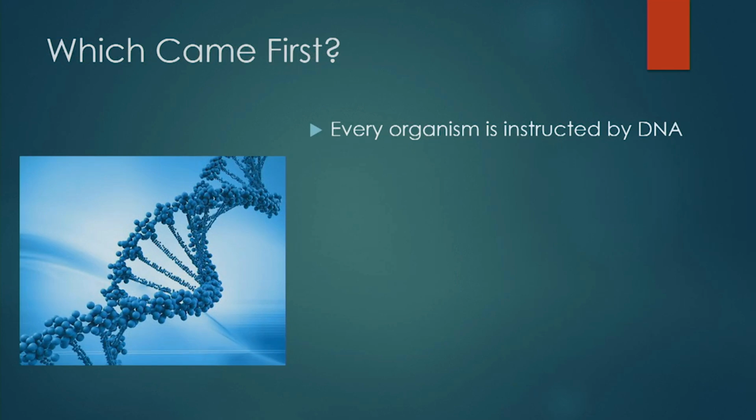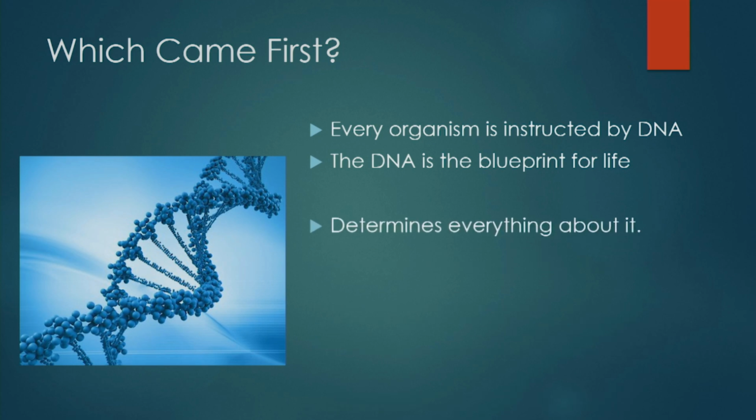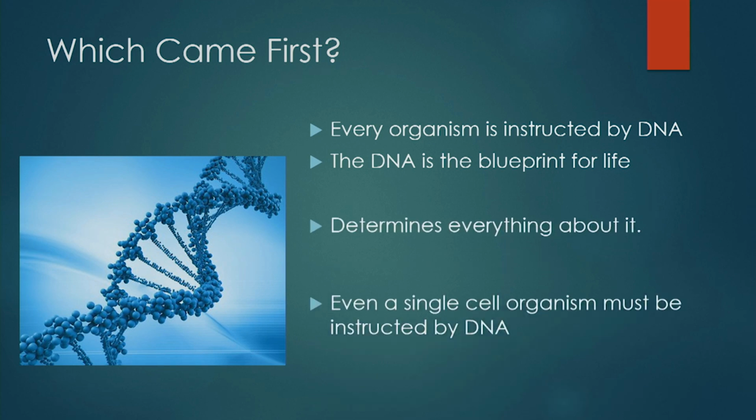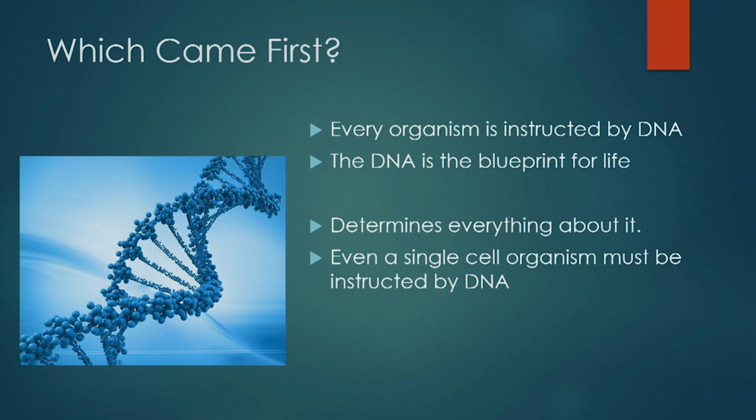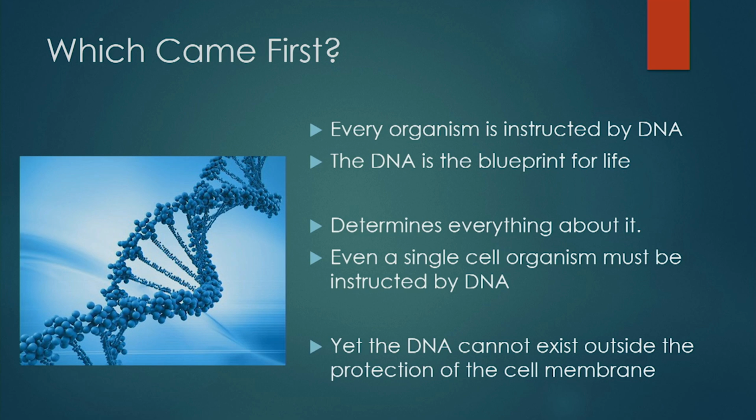Here's a big question. Which came first, the chicken or the egg? Every organism is instructed by its DNA. The DNA is the blueprint for life. It determines everything about it. Even a single-celled organism must be instructed by its DNA, yet the DNA cannot exist outside the protection of the cell membrane. In fact, the DNA is in the nucleus of the cell for maximum safety.